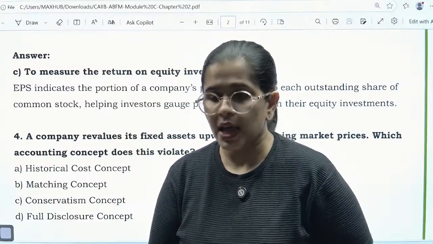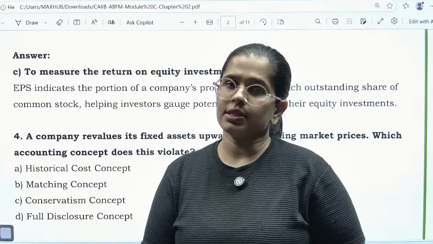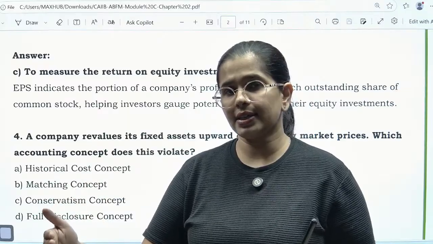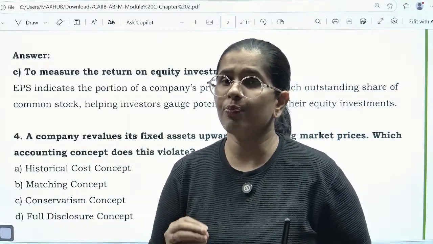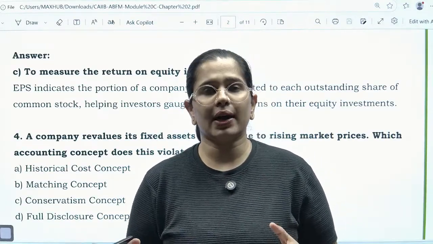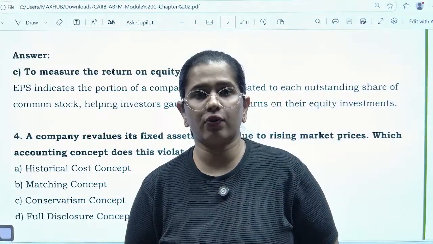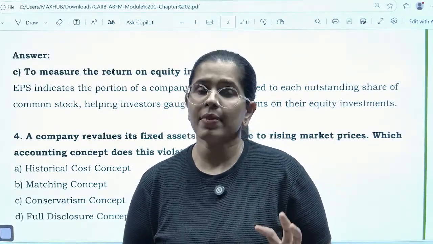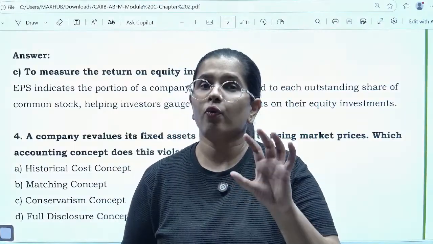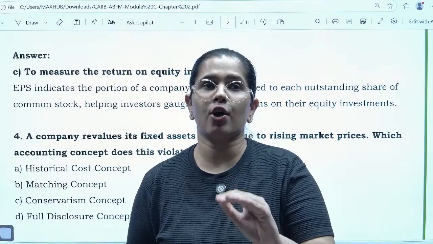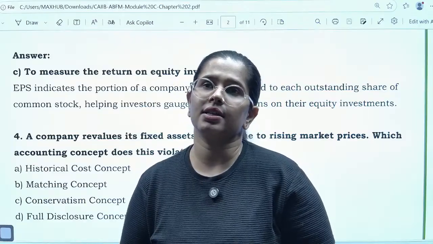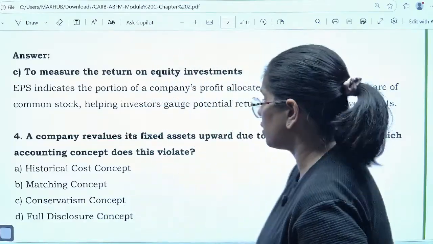Historical cost concept. The reason being over here, the historical cost concept tells you that one should record their assets at cost, the value at which they have purchased it. Reason being, that is going to continue for a longer period of time, and market prices vary over the period of time. That is why, when you are valuing your assets and liabilities on the basis of market price, it leads to your balance sheet becoming volatile, right? Your balance sheet becomes volatile, and that is why the correct answer over here would be violation of historical cost concept.